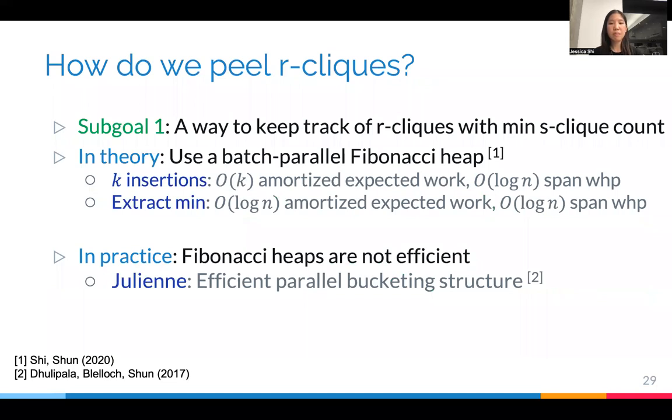In theory, we'll use a batch-parallel Fibonacci heap developed by myself and Julian in prior work. It can support K insertions in O(K) amortized expected work and log n span with high probability, and the extract-min operation in log n amortized expected work and log n span with high probability. In practice, though, this is not efficient, so we'll use Julienne, which was developed by Lakshman, Guy Blelloch, and Julian, and it's an efficient parallel bucketing structure.